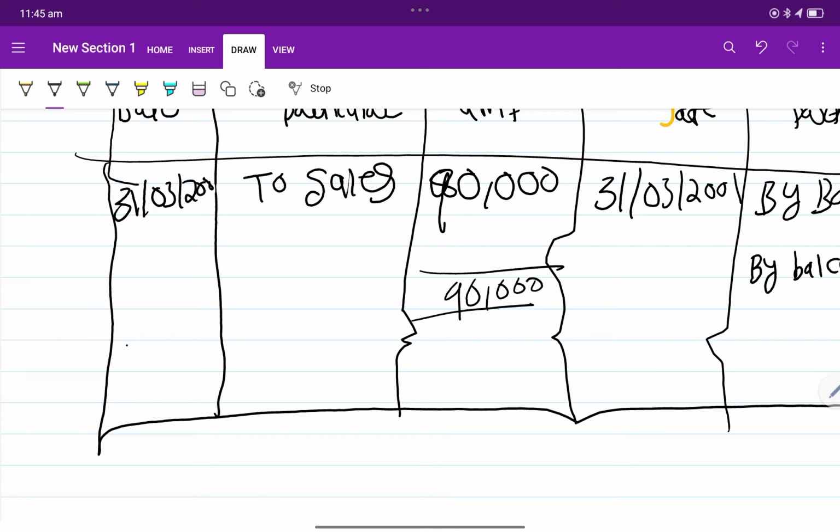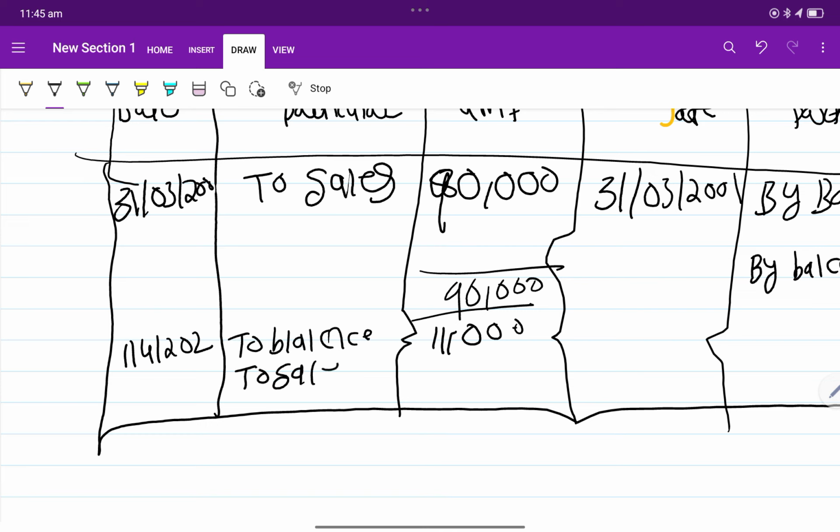In the second year, what will you write? On 1/4/2002, to balance carry forward, how much? 11,000 rupees. Again you will write sales account at the year end. How much? 1,10,000 rupees. Nothing is specified in the question whether the payment is received or not, so we will assume that the entire payment has been received from the party. So as on 31st 03 2003, what will you write?